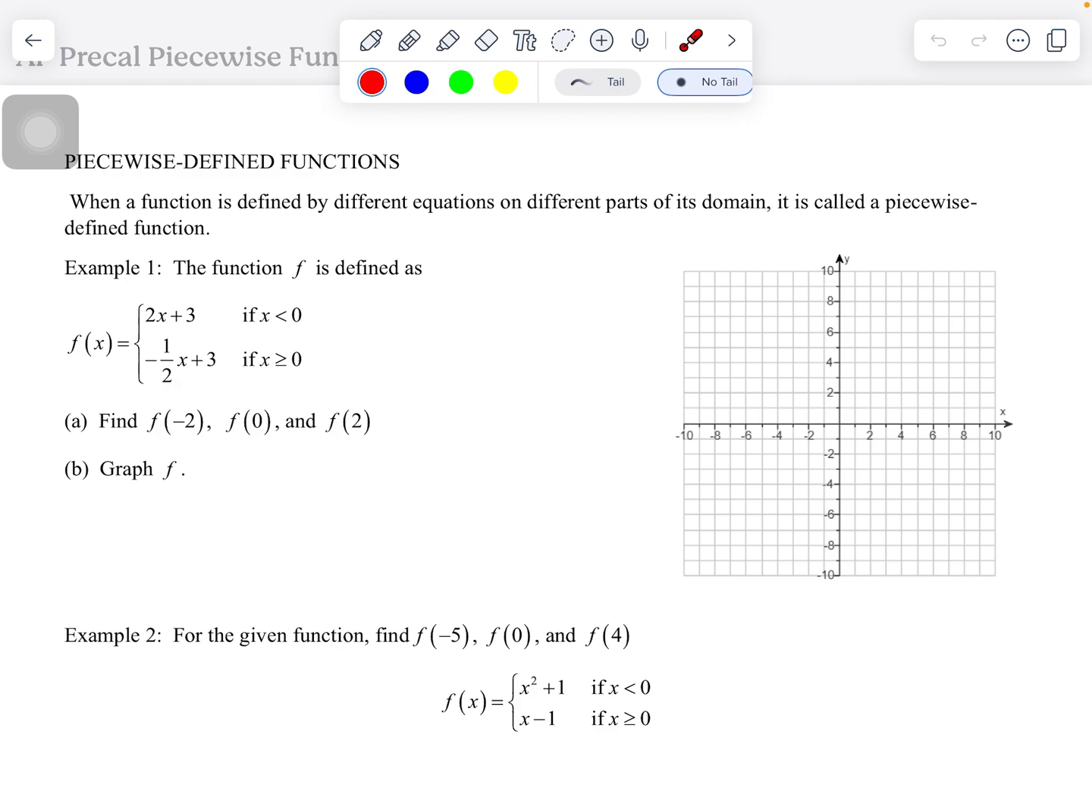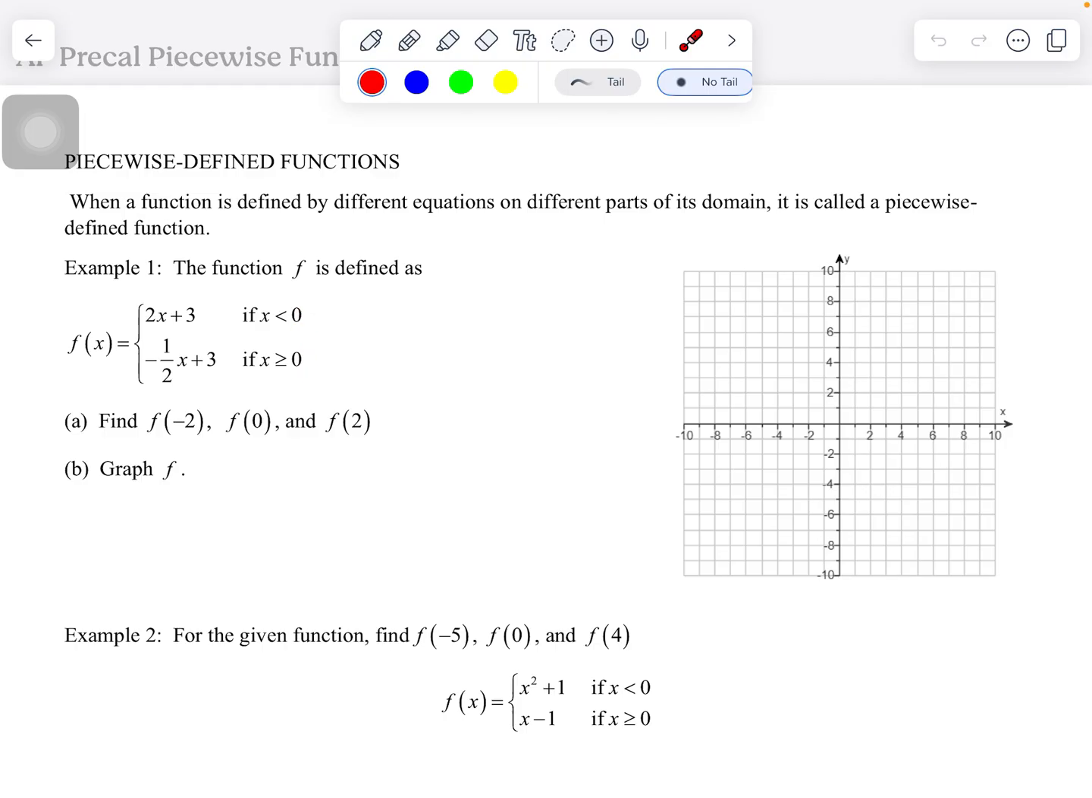Because I feel like there was a little bit of confusion with it because we haven't really talked about it too much. Okay, so when a function is defined by different equations on different parts of its domain, it's called a piecewise defined function. And the reason why it's called a piecewise defined function is it can be made up of two or more pieces of two different graphs.